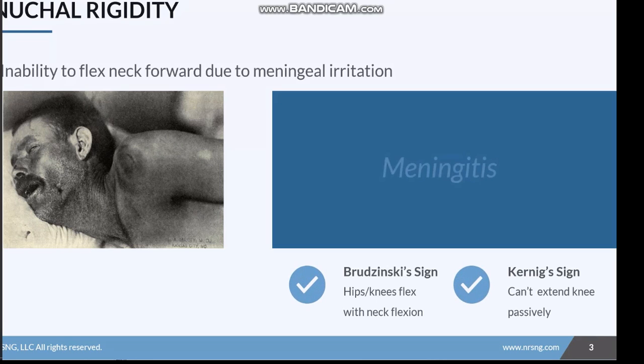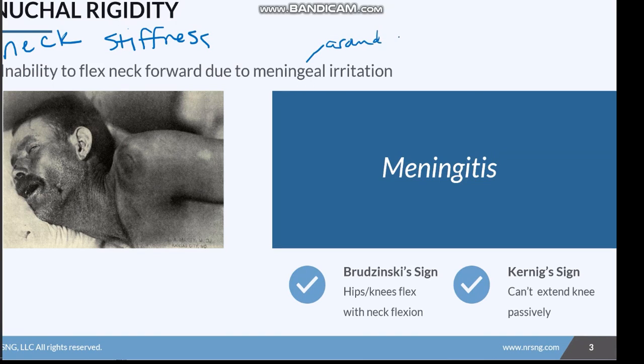So when we talk about nuchal rigidity, we're usually looking at meningitis. Now, nuchal refers to the neck, and obviously rigidity means it's stiff, or neck stiffness. Now, this isn't just like I worked out yesterday and my neck is stiff. This is really significant stiffness. This is the inability to flex the neck forward at all because the meninges around the brain and spinal cord and the central nervous system are causing irritation.